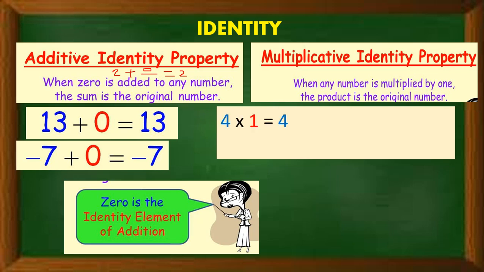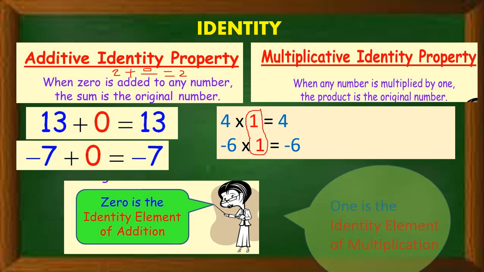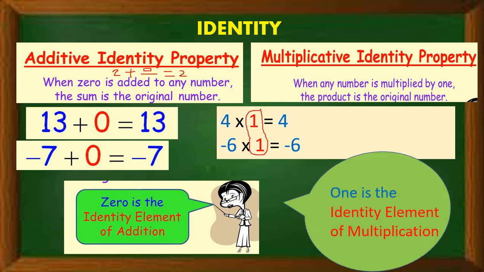So how can we get that? 4 multiplied by 1 is 4. If the integer taken is minus 6, then minus 6 into 1 gives the same integer, minus 6. So we observe that minus 6 multiplied by 1 gives minus 6 and 4 multiplied by 1 gives 4. So this 1 is nothing but the multiplicative identity. Here 1 is the identity element of multiplication. We can say 1 is the multiplicative identity and 0 is the additive identity.